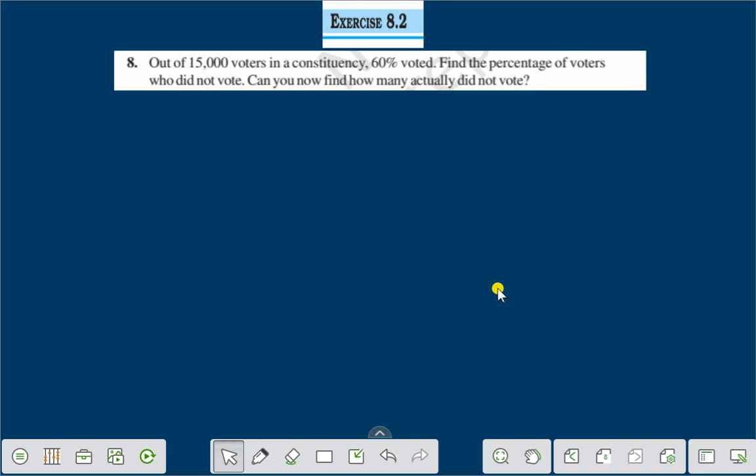Out of 15,000 voters in a constituency, 60% voted. Find the percentage of voters who did not vote. Can you now find how many actually did not vote? Let us find.